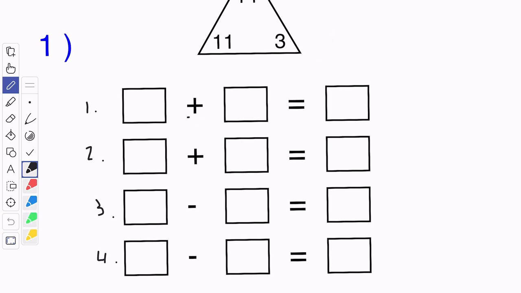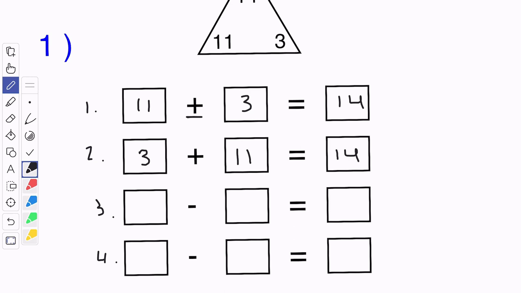The first one has a plus, so we're adding something and something to get another number. These 3 numbers are going to be the things that go in these boxes. For example, we have 11, 3, and 14. So we could do 11 plus 3 equals 14, and that makes sense. That would be our first fact. Our second fact could be, there's a plus, so it has to be 3 plus 11 equals 14.